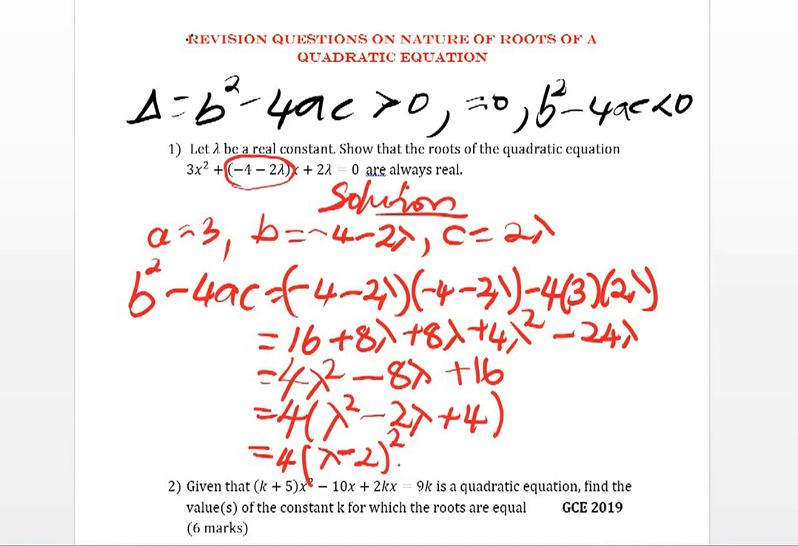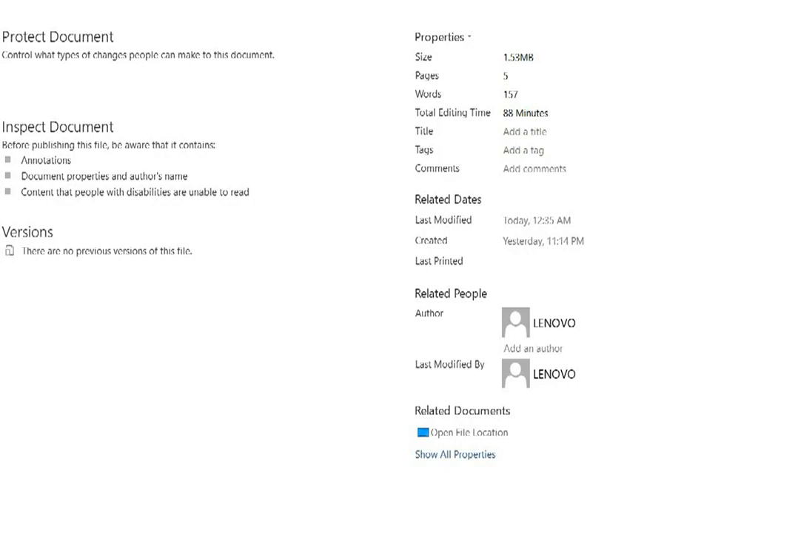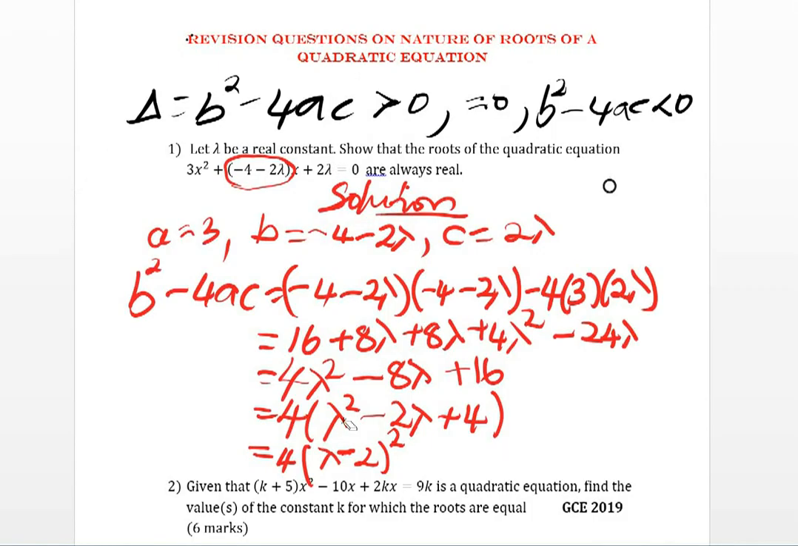Lambda minus 2 all that squared, which is always what? Greater than or equal to 0. If you look at it, whatever the value of lambda, lambda minus 2 squared, because squaring means positive, you always remain positive. And a positive number times 4, which is a positive number, makes all of this greater than or equal to 0. So we have here greater than or equal to 0, and that is our proof.